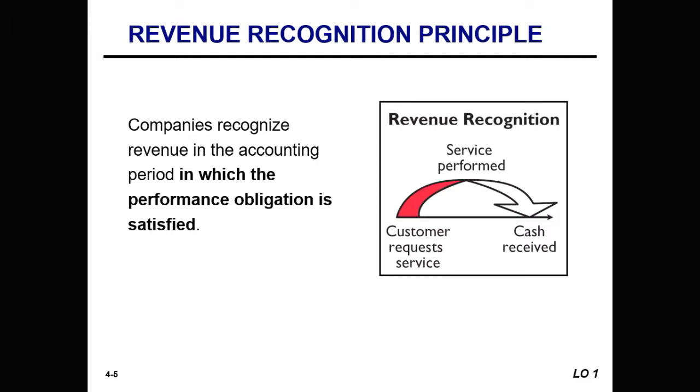The revenue recognition principle requires that revenue be recognized in the accounting period in which the performance obligation is satisfied. So when a company agrees to perform a service or sell a product to a customer, it's created a performance obligation. Service companies record their revenue when the services are performed. Retail companies recognize their revenue when the goods have transferred hands from the company to the customer.